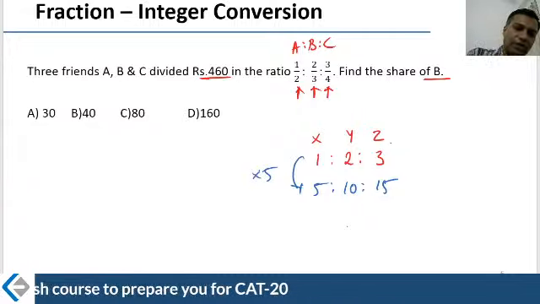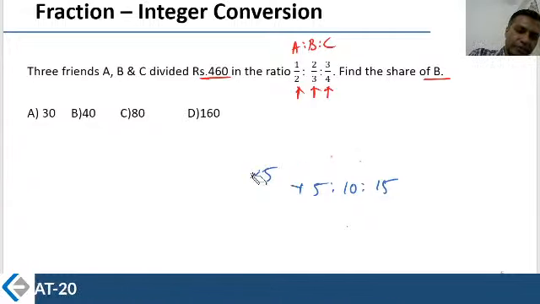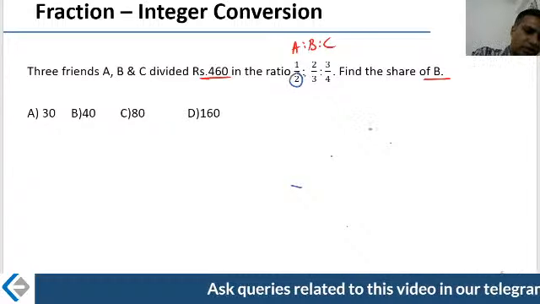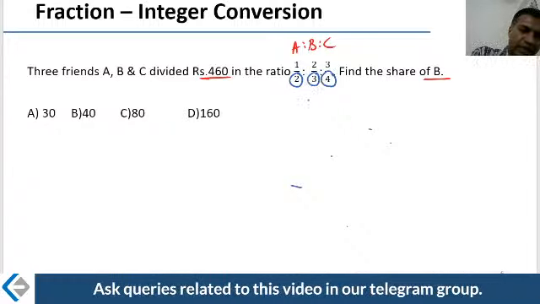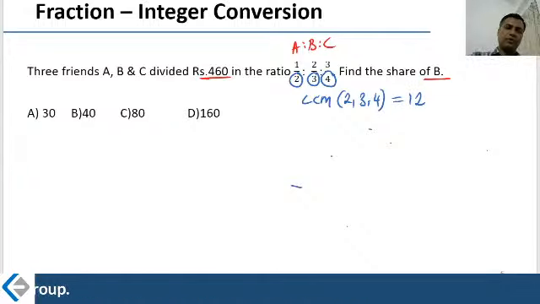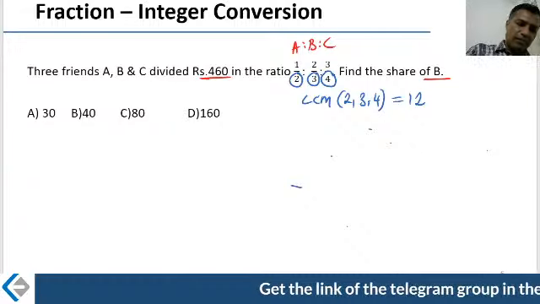Pretty similar here. Therefore, what do I do? I look at the denominators here. The denominators are 2, 3, and 4. I take the LCM of these denominators and then I multiply the fractions by that LCM. That's where the concept of LCM comes in. So what is the LCM of these numbers? Therefore 12. 12 is the LCM of 2, 3, 4. Now I multiply throughout by 12.